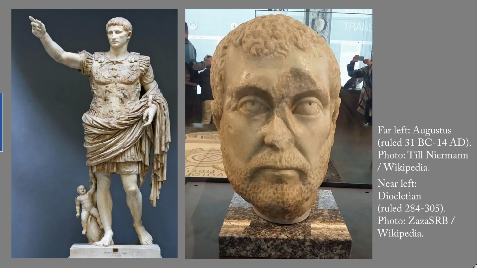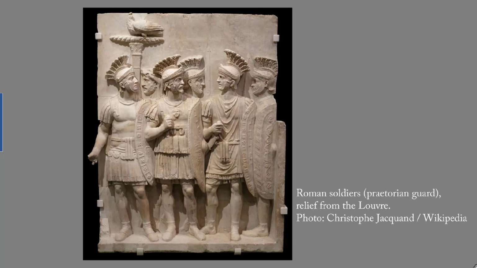Diocletian, who's on the right, ruled 284 to 305. He proclaimed himself Dominus et Deus, ruler and God. He created a new imperial image, aloof, semi-divine, as much a symbol of a ruler as a portrait of a man. There's also a change in the role of the army.